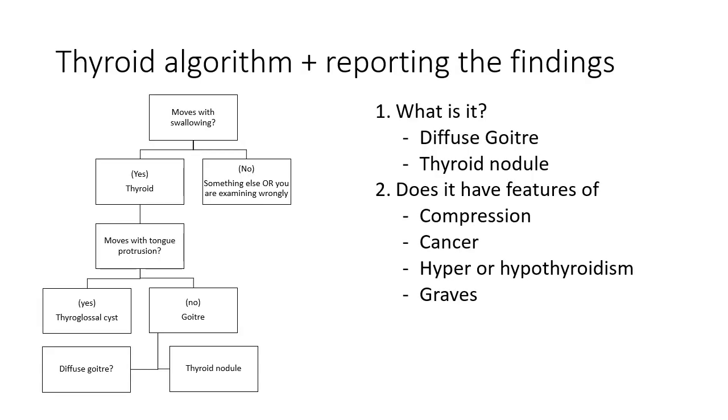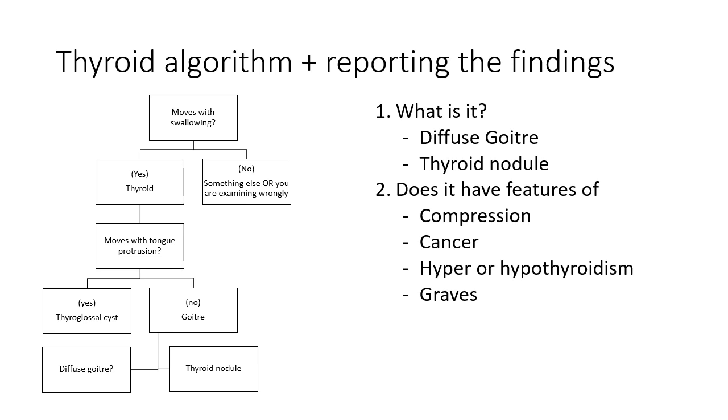So this is an algorithm, and it's recommended that you do a running commentary so that the examiner can guide you back on track if you're going off. If it moves with swallowing, then it's either a goiter or a thyroglossal cyst. That means this probably is from the thyroid. And if it actually moves with tongue protrusion, then it's likely a thyroglossal cyst. And we examine the goiter, decide early whether this is diffuse goiter, like a diffuse enlargement of the entire thyroid gland, or is it just a thyroid nodule that is of concern.